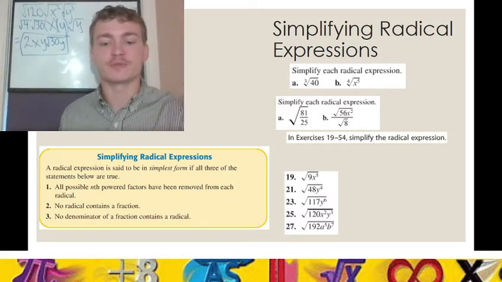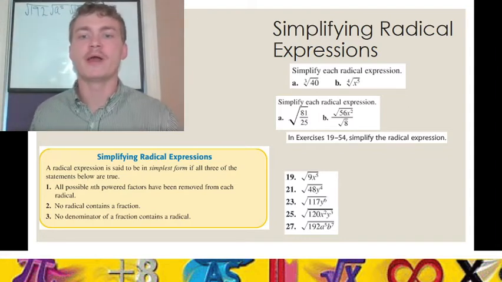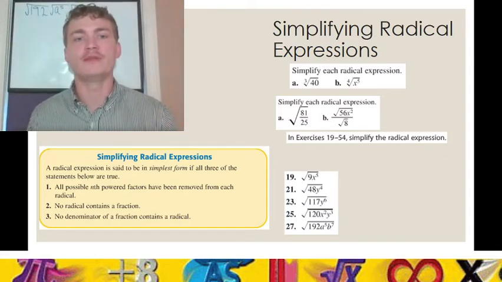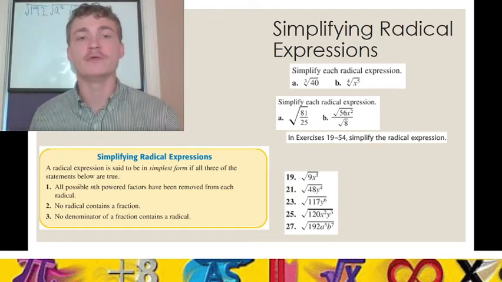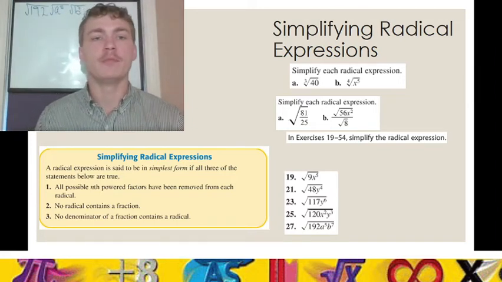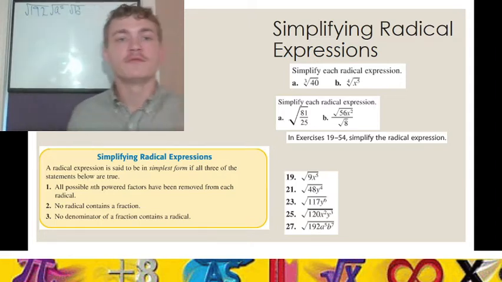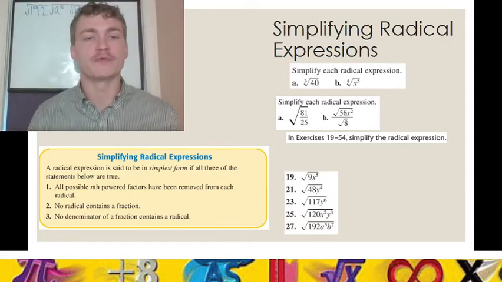Number 27, the square root of 192 multiplied by a to the power of 5 multiplied by b to the power of 7. Using our product rule to break apart the factors under their own radical, the square root of 192 multiplied by the square root of a to the 5th power multiplied by the square root of b to the 7th power. Here, for the square root of 192, 192 is not a perfect square.